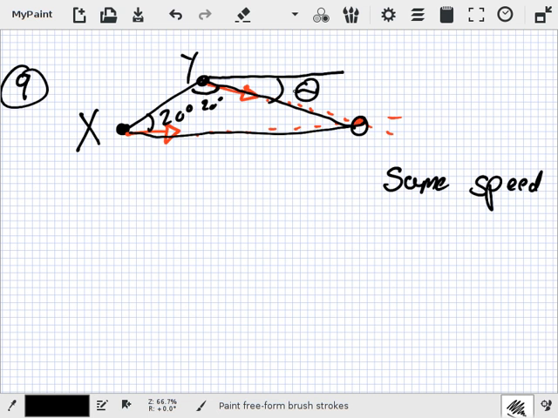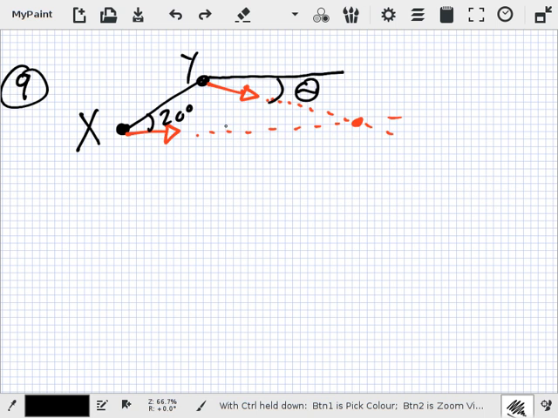Now, we still have to figure out this angle. That picture is terrible. Sorry. 180 minus 40. I need to draw this again a little bit better.